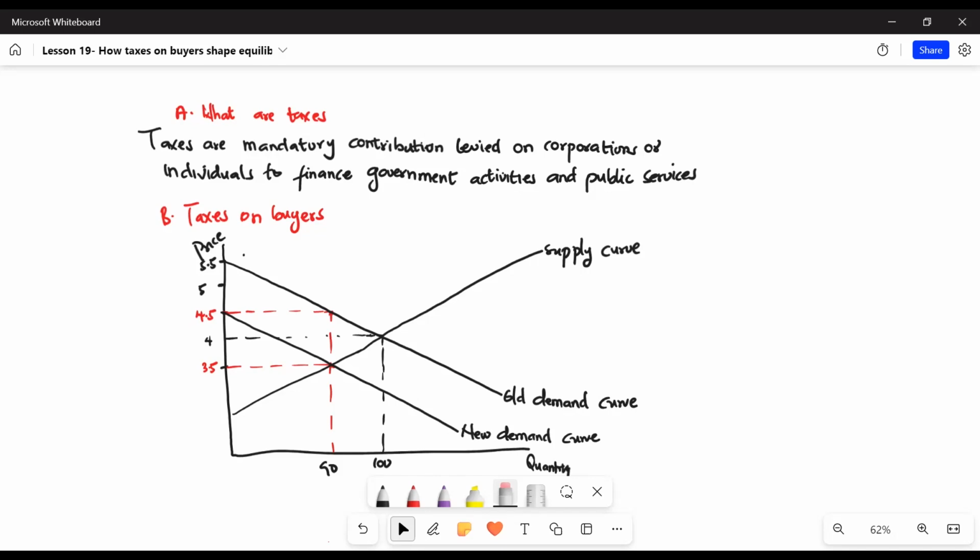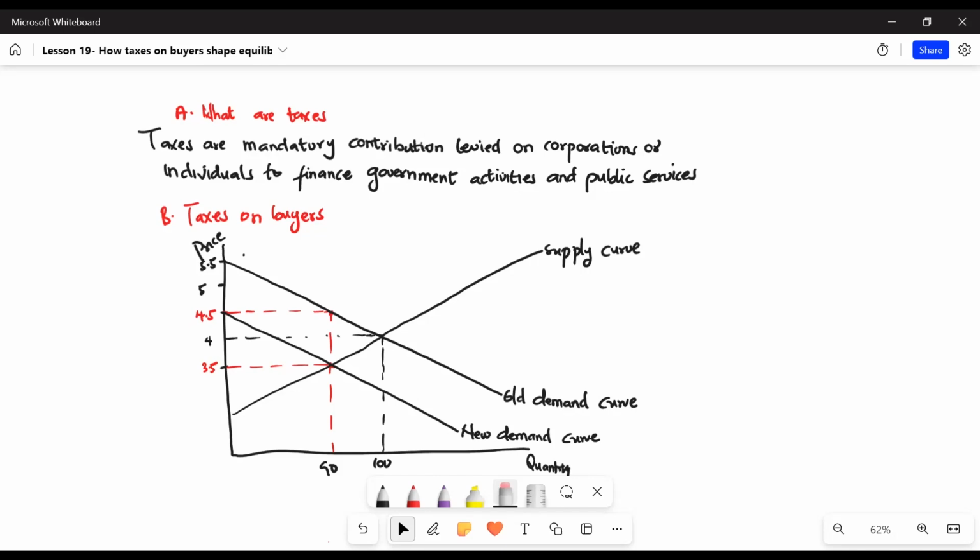Now, taxes on buyers reduce the marginal benefit of buying a good or service. Hence, taxes on buyers cause a decrease in demand. So anything that affects the marginal benefit of a consumer is going to shift the demand curve to the left or to the right. So in this case, taxes on buyers will affect the marginal benefit that consumers receive from consuming a good. So it's going to cause a decrease in their demand of that good.